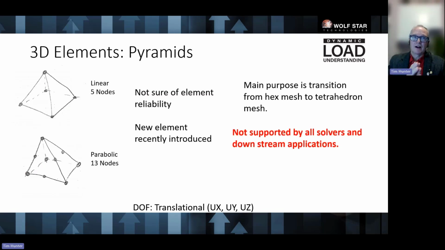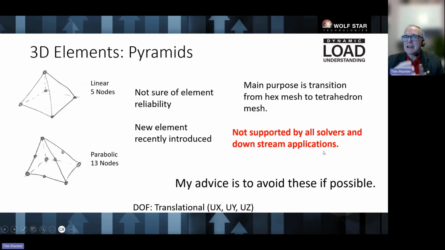Okay. And then finally, we've got these type of elements called pyramids. These are pretty new elements. They're not used a whole lot anymore. Their main purpose is to transition from hex mesh to tetrahedron mesh. It's not supported by all solvers and the downstream application. So my advice is to avoid these if possible, but I have gotten meshes with these pyramids on them, and it looks nice. You know, on the outside it looks nice and square, but you have to be careful because a lot of applications don't work with them.